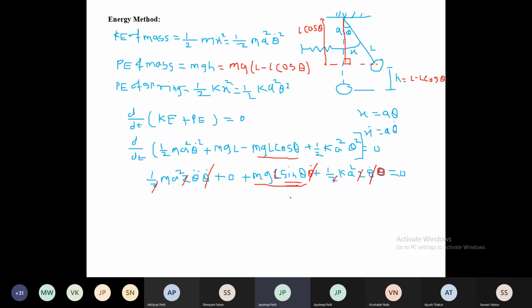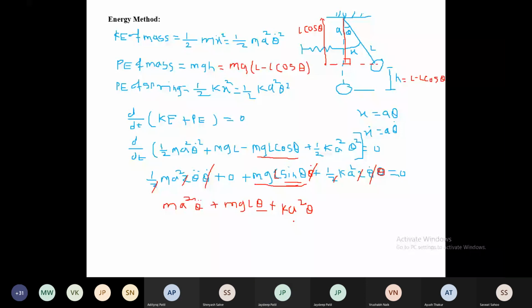I'll write the next equation: m a square theta double dot plus mgl sin theta is equal to theta, plus k a square theta. Again, this is a constant. Now, one of the terms is wrong here.